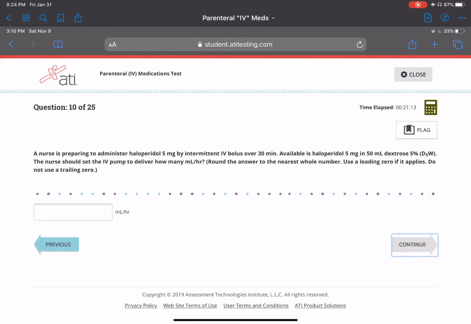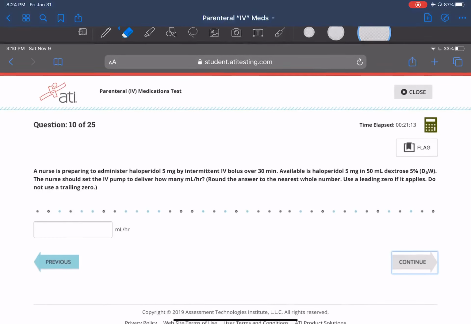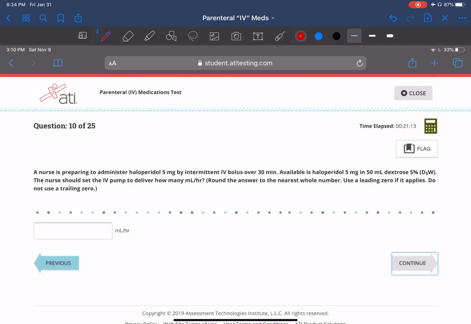All right. So next problem. What do we got here? This one looks about the same. So they're looking for ml per hour. Go through that problem really quick. Pause it right now and read it. And then we're just looking for the ml per hour.